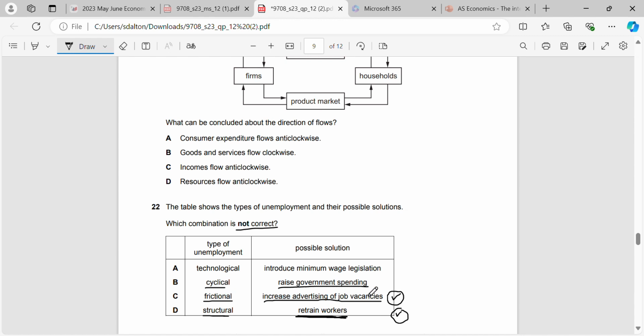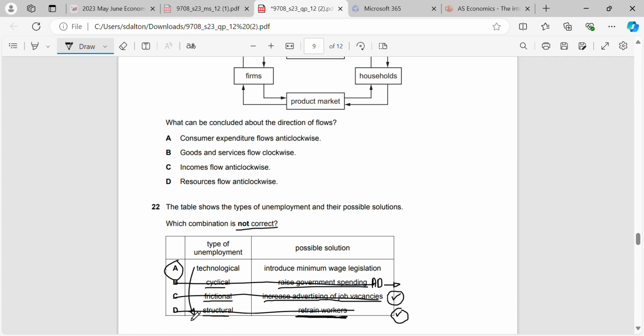Therefore, if we raise government spending, what are we doing? We're using an expansionary fiscal policy, which is designed to shift AD to the right. Therefore, that is a way of addressing cyclical unemployment. So we can see that the correct answer that's left is technological unemployment is a form of structural unemployment here.